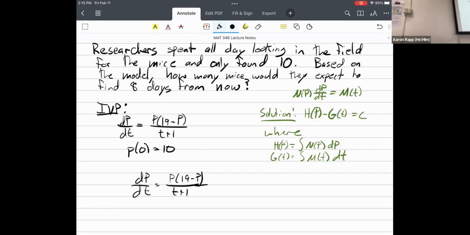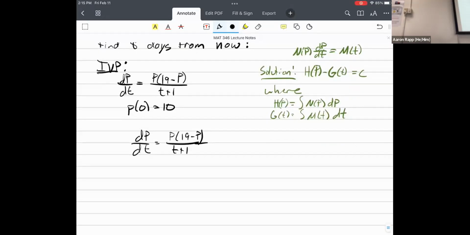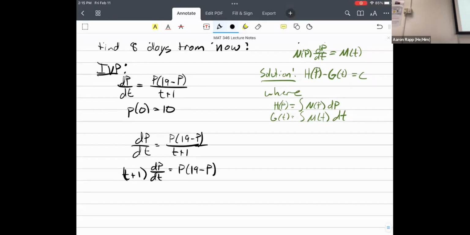So if I multiply by t plus 1 on both sides, it's not in a bad direction. But what's going to happen is I get t plus 1 times my derivative of P with respect to time equal to P times 19 minus P. That's not what I want. I want a function of my solution, not a function of my independent variable.